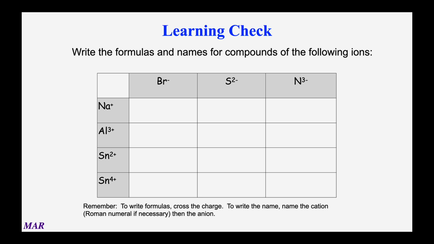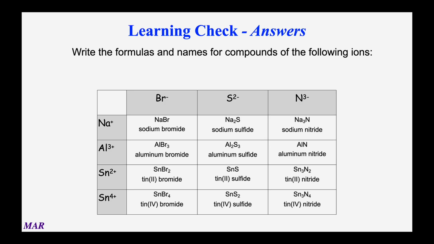And then aluminum, the next one down, and bromide would be AlBr3, aluminum bromide. The next one, SnBr2, would be the formula for tin-2 bromide. And the last one on that column would be tin-4 bromide. And you can do all of them, and I encourage you to practice this. Practice is the way to make these better.